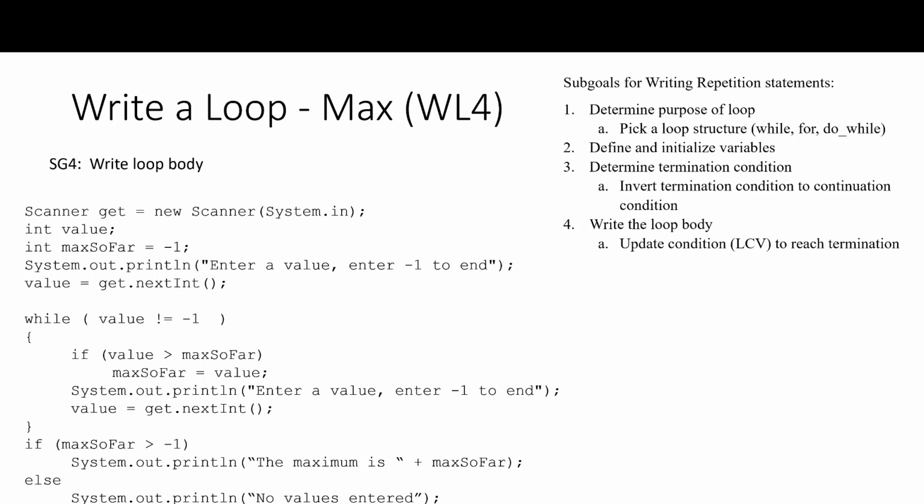And when the loop ends, if max so far is greater than -1, then we know we entered the loop at least one time and the user entered in something that was not -1 and greater than -1. So that would be the maximum reached. If max so far is less than -1, then we will assume that no values were entered.